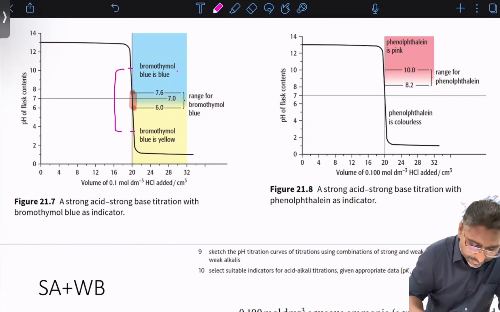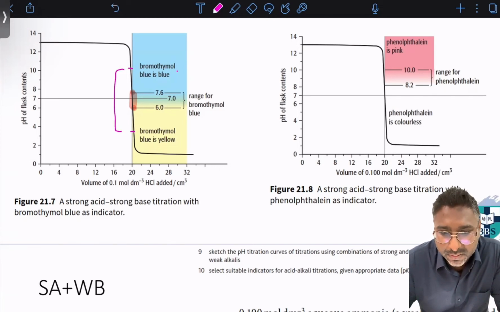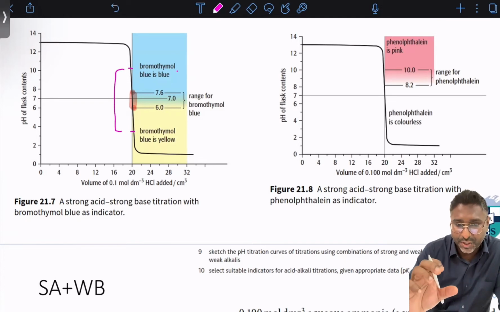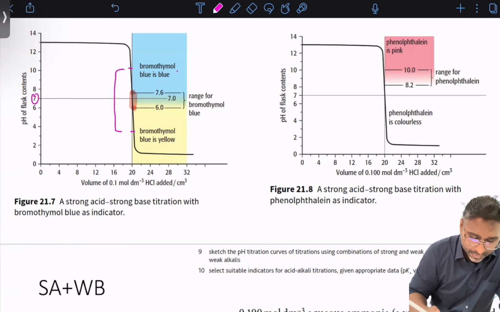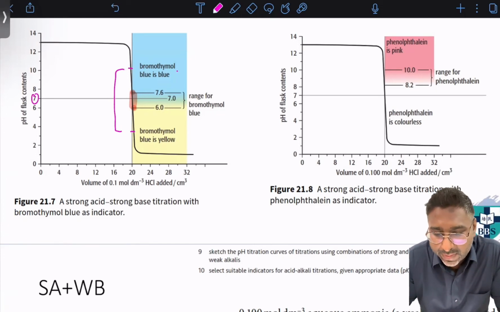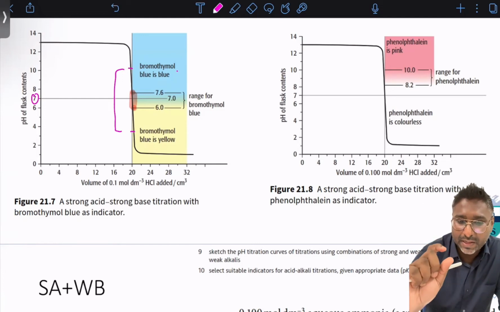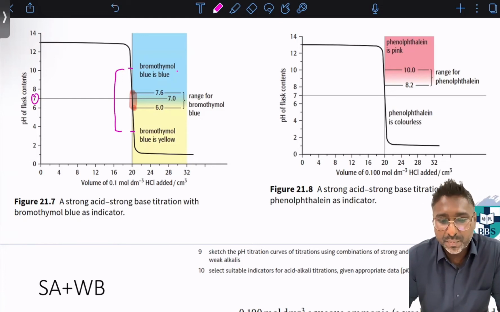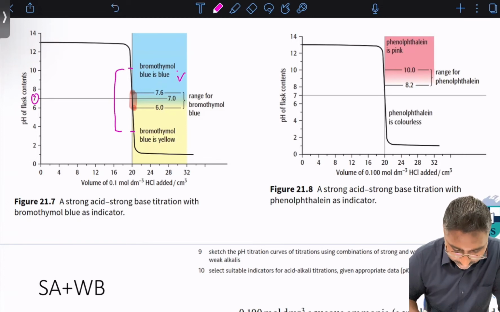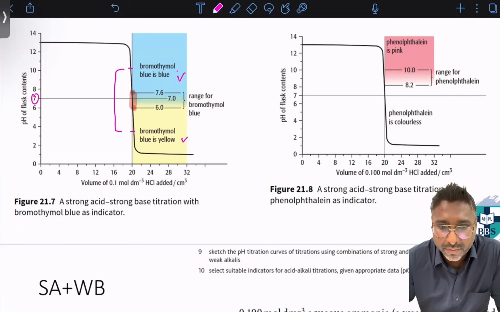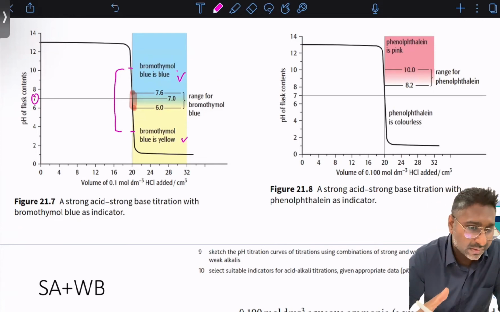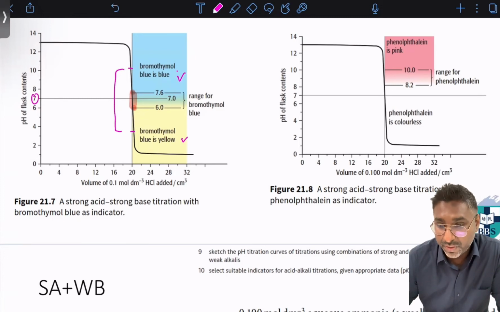If the indicator's pH range is within the sharp fall, not necessarily at 7, it is suitable to be used, and it can give you a color change so that we can observe the endpoint. The bromothymol blue changes from blue to yellow because it's dropping sharply. It means there will be an immediate color change from blue to yellow, so it's a very good indicator to be used.